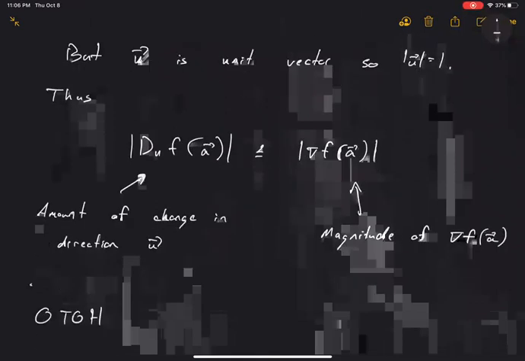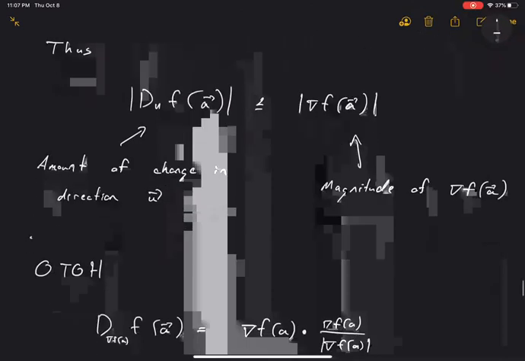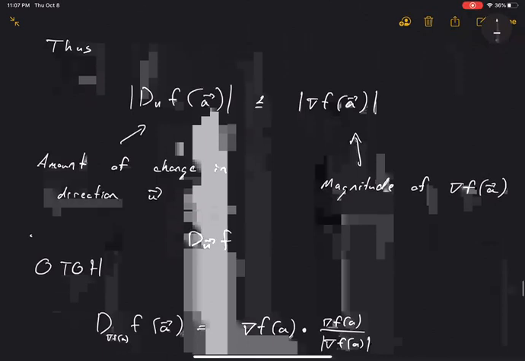So let's interpret these two sides of our inequality. This is the amount of change in the direction u, right? This is the magnitude of our change in the direction u, and we're saying it's less than or equal to the magnitude of the vector del f at a. Okay. So whatever our change is, we're talking about an arbitrary vector u now. Whatever our directional derivative is, its size has to be less than or equal to the size of this vector.